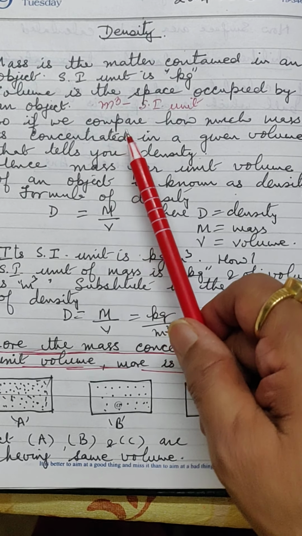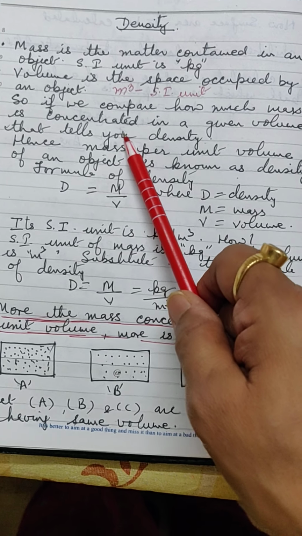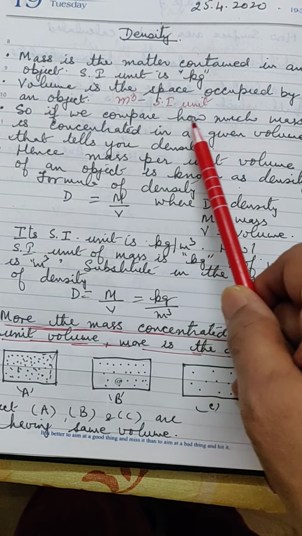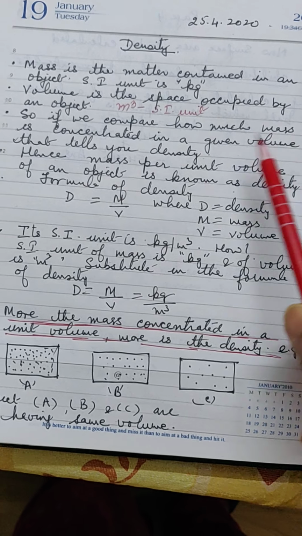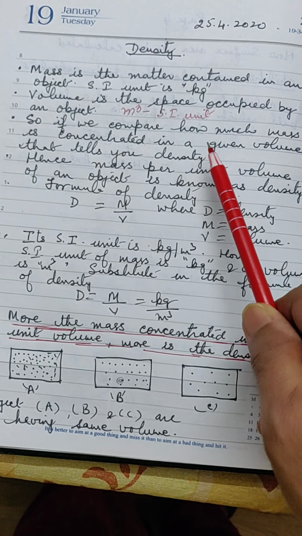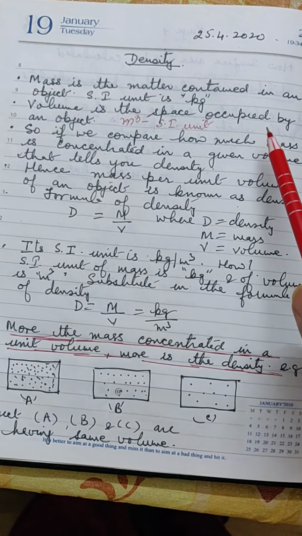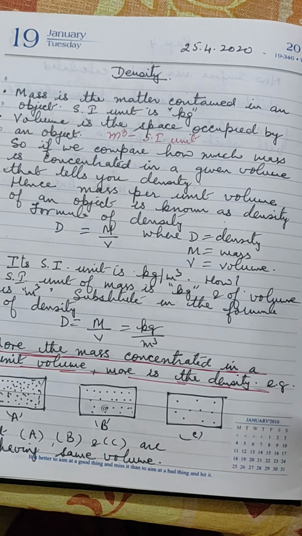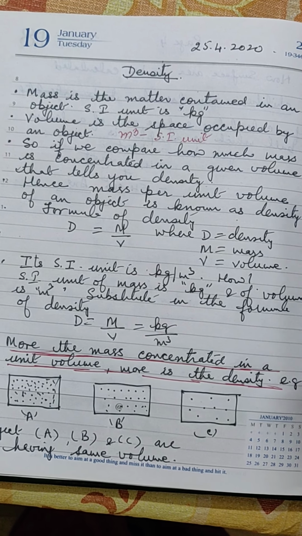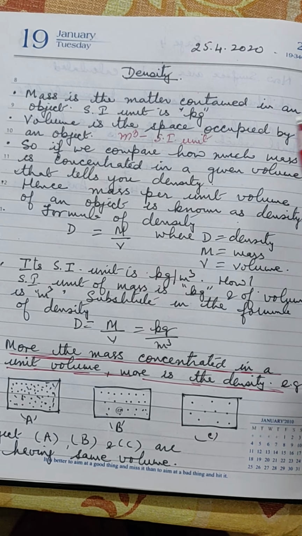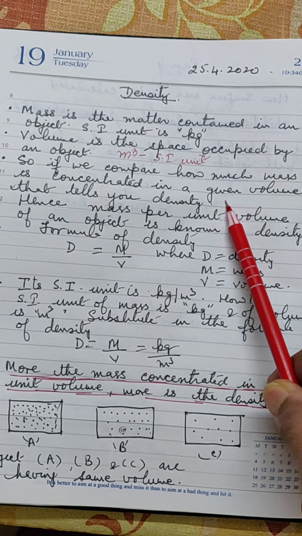Let's compare now how much mass is concentrated. Concentrated means it is there in a given volume. If we come to know about this, then that will tell you the density. Means if we measure mass of an object by beam balance and we calculate the volume by any method, as you have learnt in previous classes, and if we compare how much mass is there in a certain volume, that will give you the density.